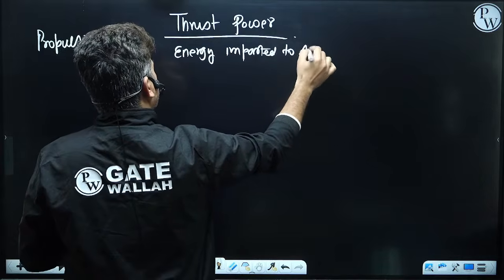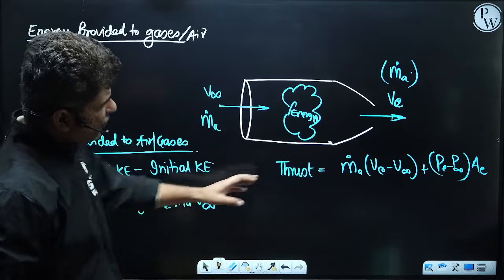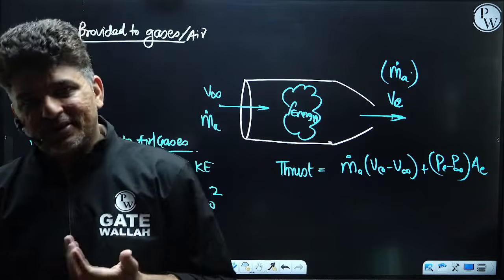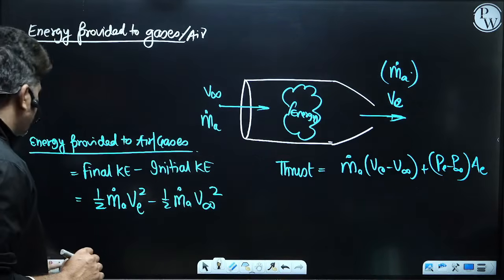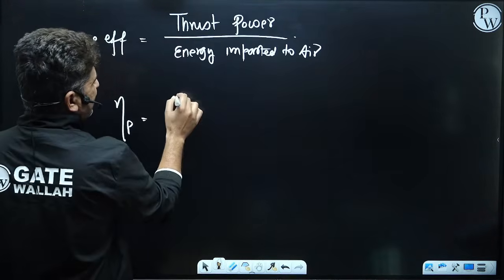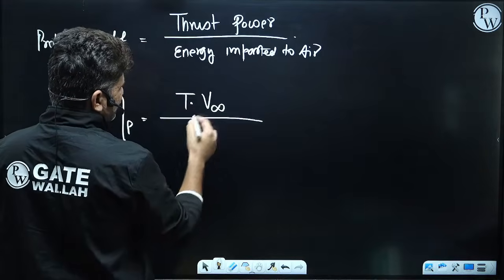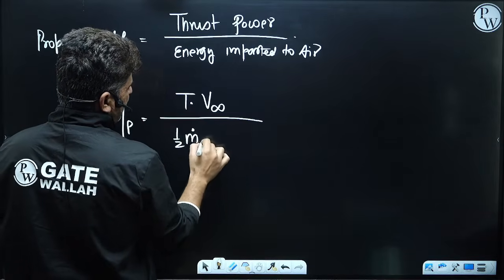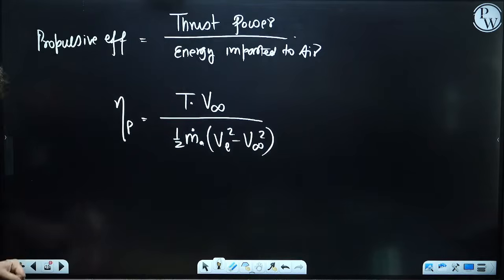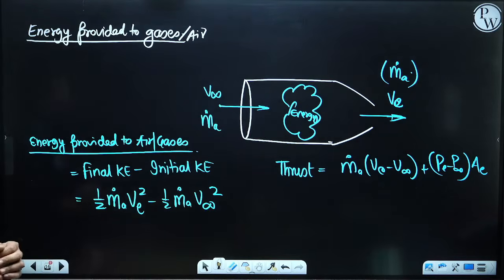Energy imparted to air. Okay, so if we calculate for a very simple case, in case of air getting accelerated, let's say in case of a simple turboprop or turbofan engine, the propulsive efficiency can be written as thrust power, which is thrust multiplied by V infinity, divided by energy imparted, that is half of m dot A times V exit square minus V infinity square. Okay, so m dot A half will be common.